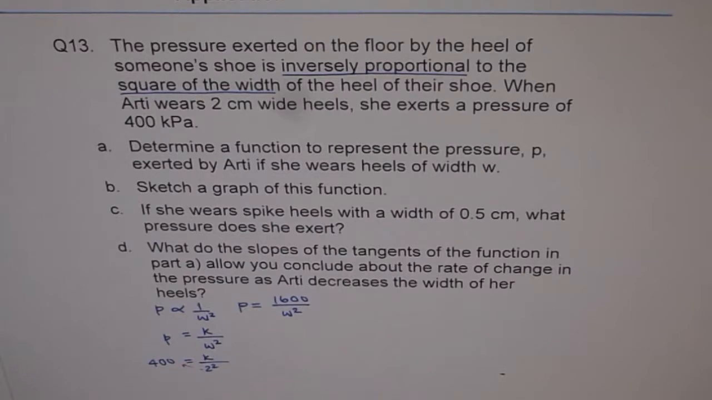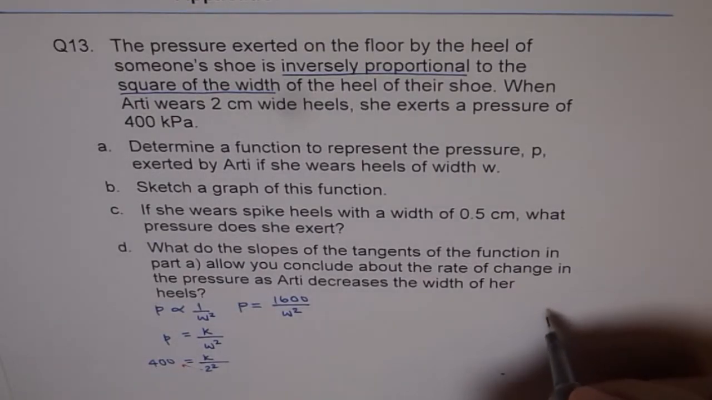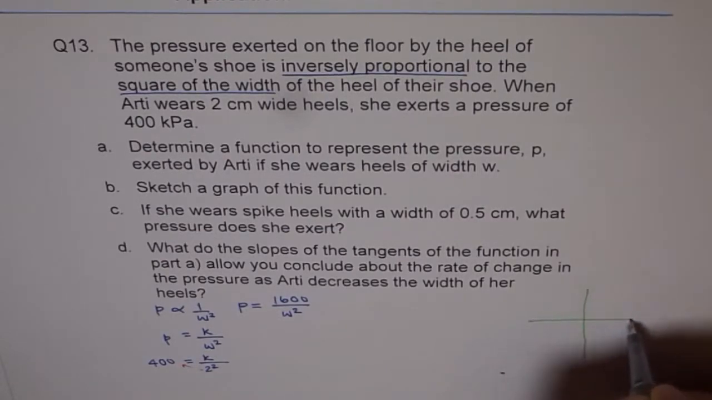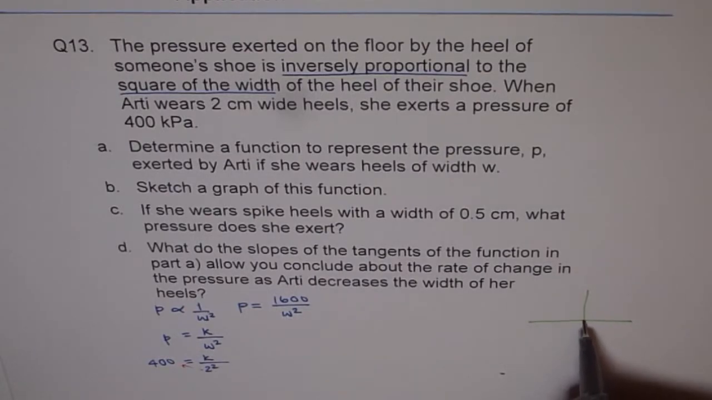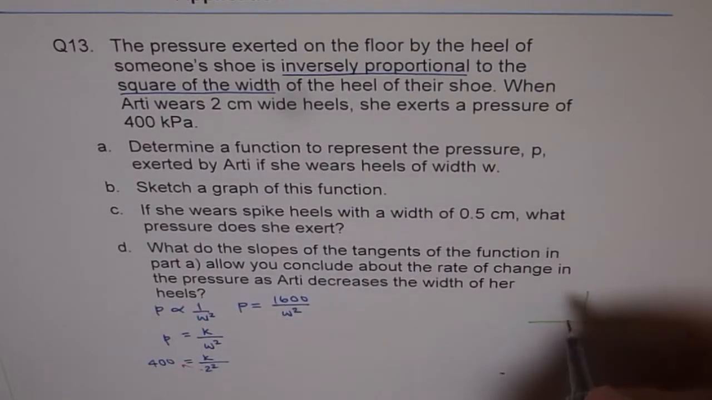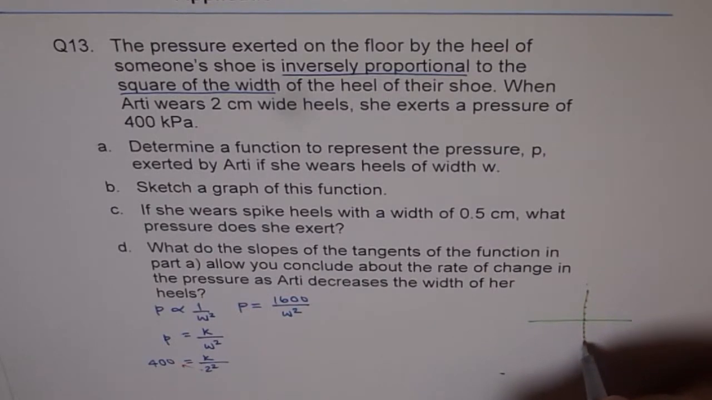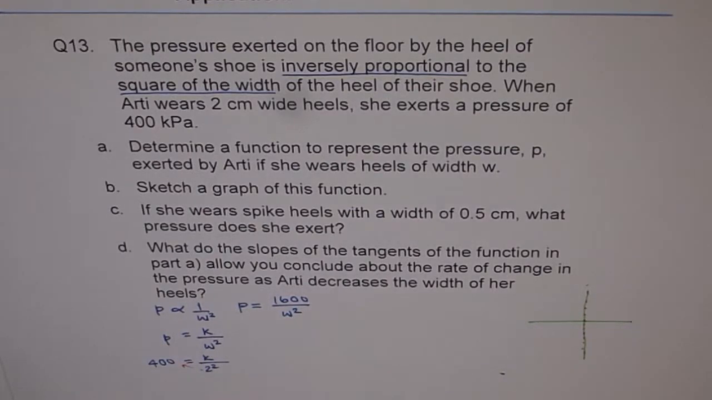Sketch the graph. It is like an inversely proportional graph, so let me sketch it here for you. Now, remember one thing. Width is positive, so it is always on this part. It cannot be 0. If it is 0, it has to be a vertical asymptote. Width cannot be 0, that's why we have this kind of vertical asymptote.